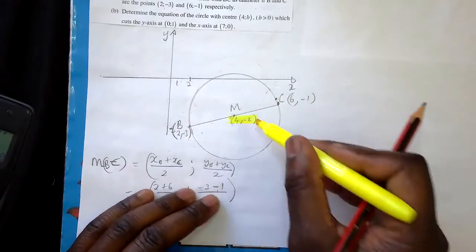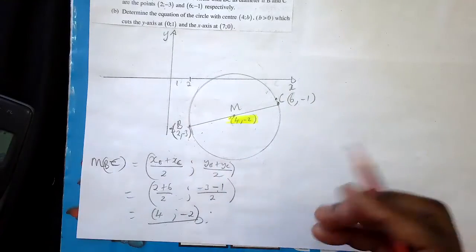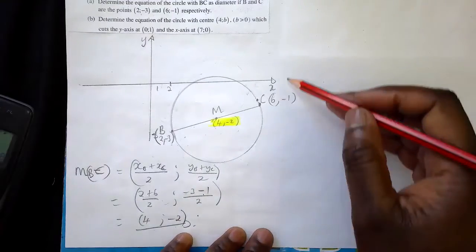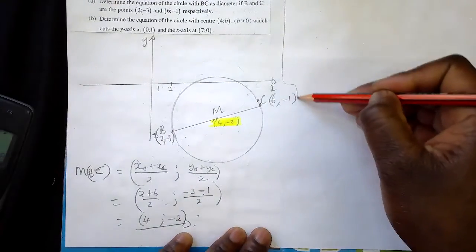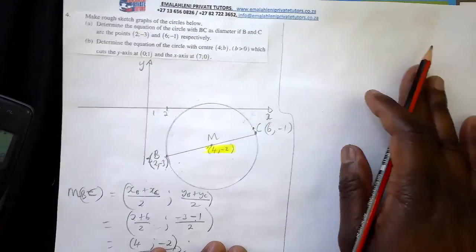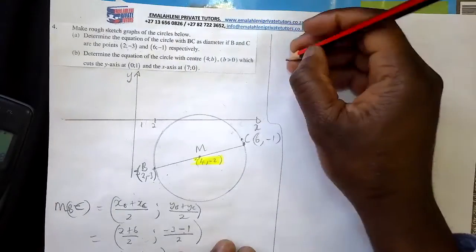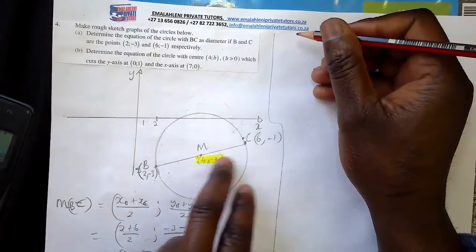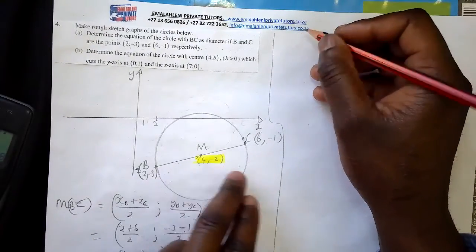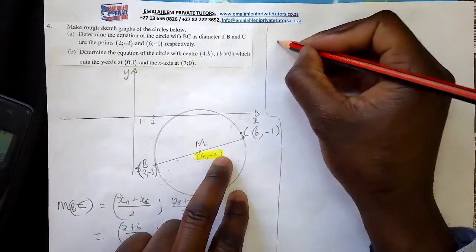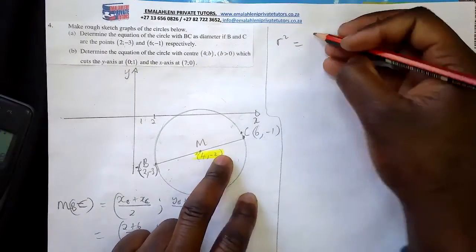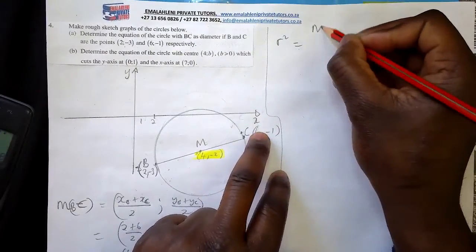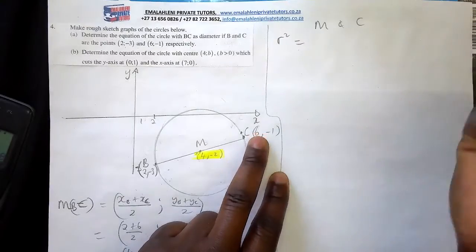I'm going to just try to color it. Now, when we have our center, what do we do now? We need to find the radius, because in the equation there is a radius. So how do we get the radius? The radius is the distance, and you can use any of these two points. We're going to use M and C.